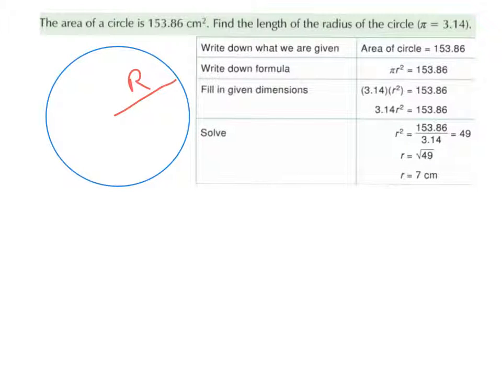So r squared will be 153.86 divided by 3.14, because we're trying to solve for r. And 153.86 divided by 3.14 gives us 49. So r squared is equal to 49. So r will be equal to the square root of 49. And the square root of 49 is 7, so the radius is 7. So this length is 7 centimeters.